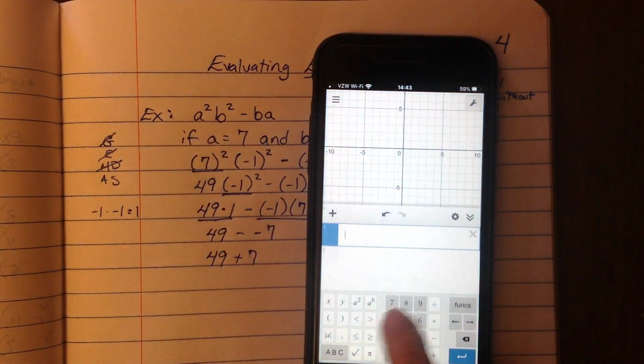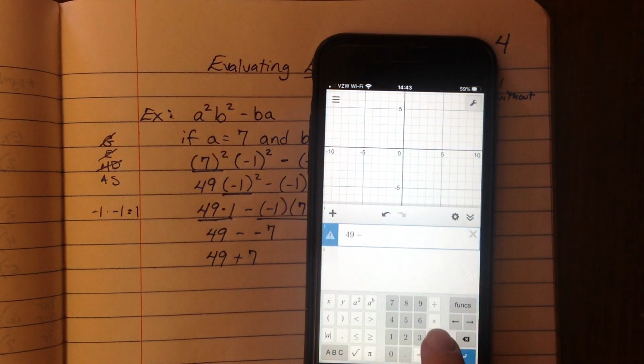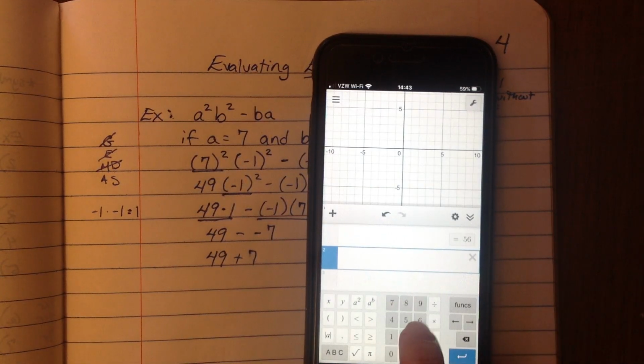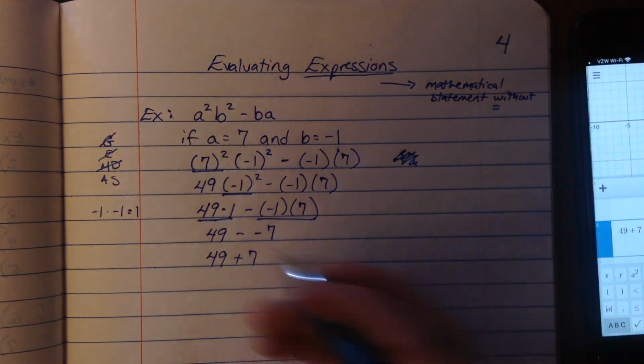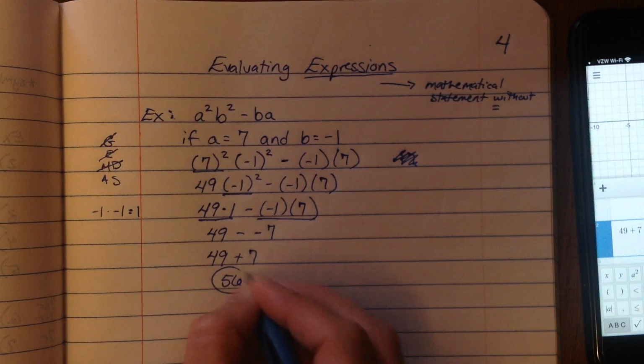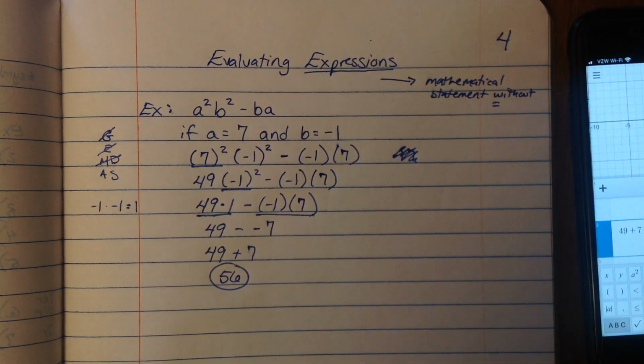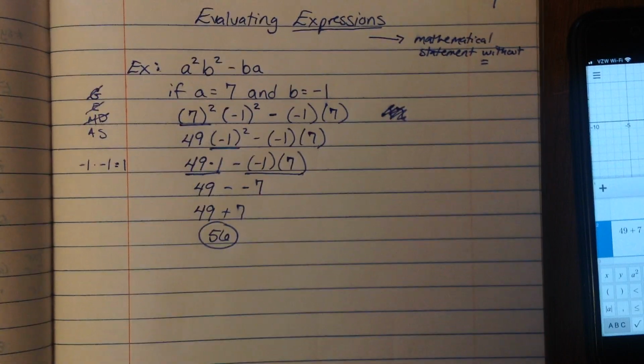If you wanted to type in 49 minus -7, it's going to give you 56, or if you know minus a negative is a positive, you can just type in 49 plus 7, which also gives you 56. So our final answer here is 56. All right, and that is what we're doing when we're evaluating expressions.